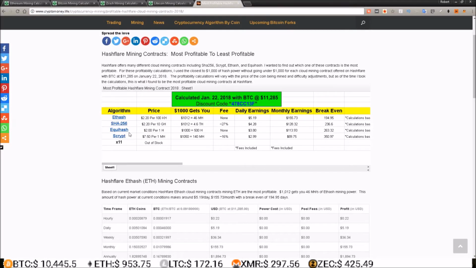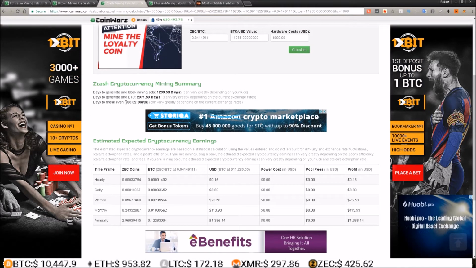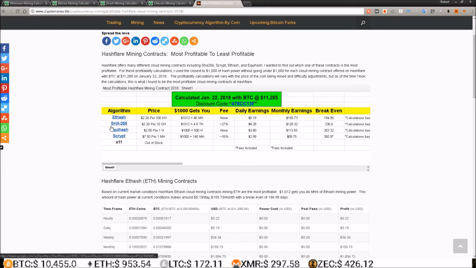So next on the list, we have the Equihash contract. $1,000 gets you 500 hashes. These contracts do not have a mining fee. So with this amount of power, the break even is 263.32 days. And daily, this makes $3.80. Weekly, $26.58. Monthly, $113.93. And yearly, $1,386.14.